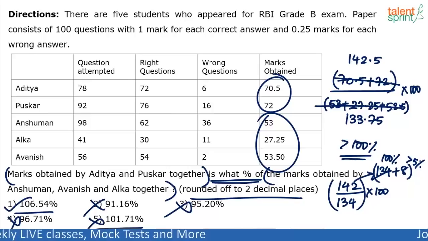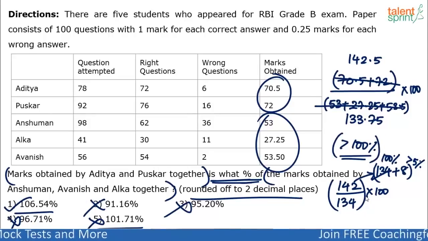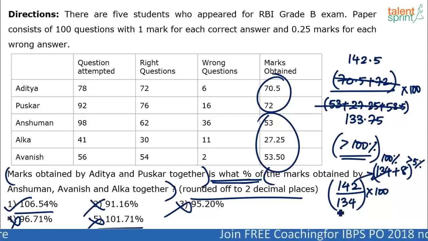Remember, we have not done the complete calculation. First, option 2, option 3 and option 4 were eliminated based on the logic that the answer has to be greater than 100%. Then the logic that we used is the answer should be more than 105%, because after taking 100%, the extra we have here is 8, and 8 is more than 5% of 134. So overall the answer cannot be 101%. It should be more than 105%.